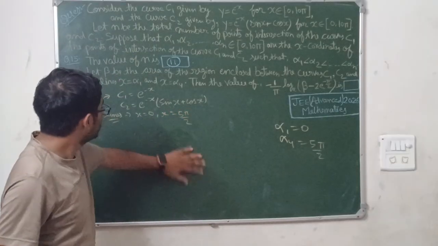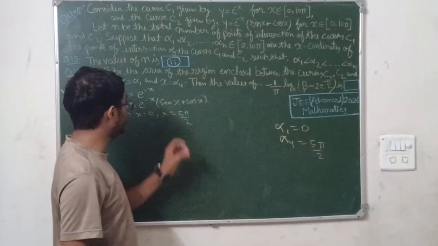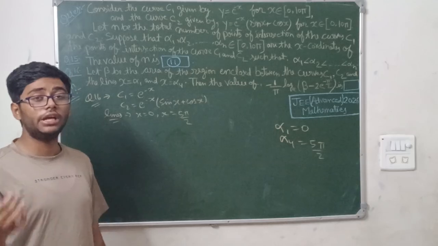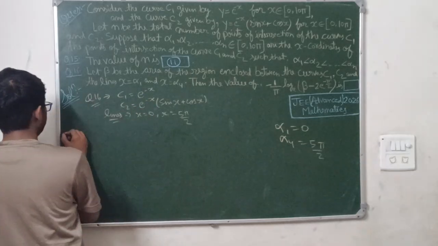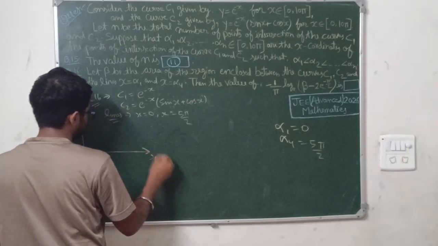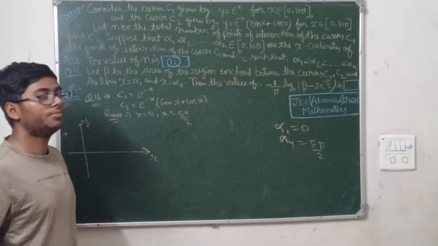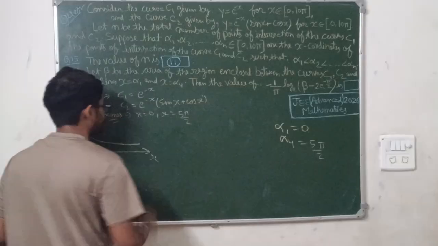Okay? Now see, we have to find the area. What is the area enclosed by these two curves? What are these two curves? e to the power minus x, if we plot the graph, for x equals 0 this becomes 1, means it is a decreasing function like this.